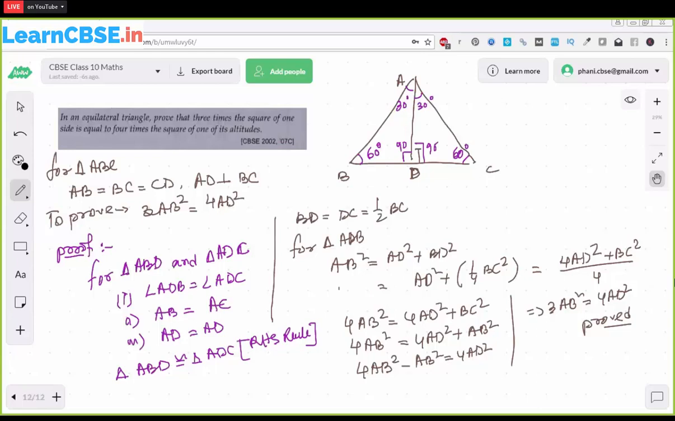Why can we write AB in place of BC? Because it is an equilateral triangle, all the sides are equal. So in place of BC, we can write AB because all the sides are equal. So that's about everything in the triangles portion. Next day we'll start with a new chapter. Thank you for joining the session.